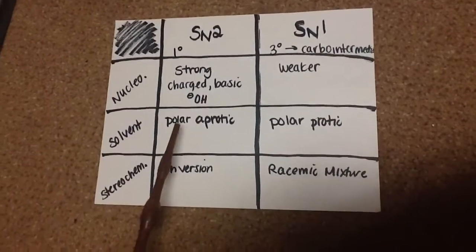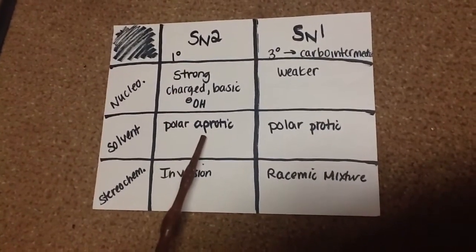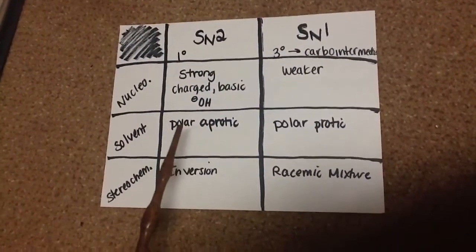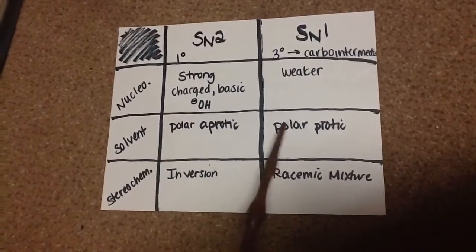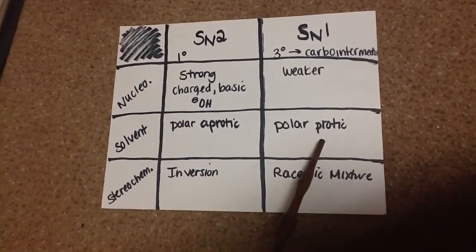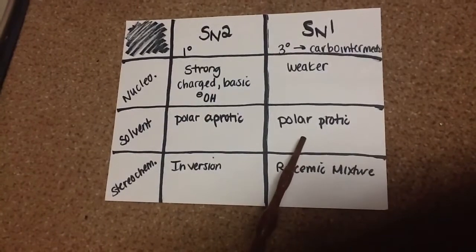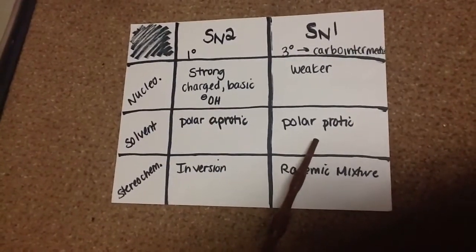Next, let's look at solvent. The SN2 favors polar aprotic solvents because there's no hydrogen bonding. The SN1 favors a polar protic solvent because it can form hydrogen bonds and stabilize the nucleophile.